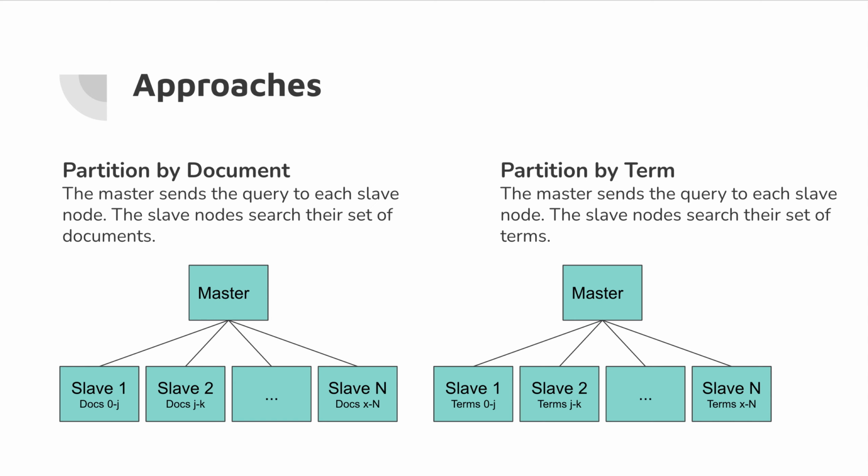There are basically two overall approaches in terms of creating an index in a distributed fashion. First is to partition by document. So in that case, each node in the cluster is in charge of a subsection of the documents in the corpus. Another method is to partition by term. So in this case, each slave has, you can think of it as a section of the dictionary for which they are in charge.